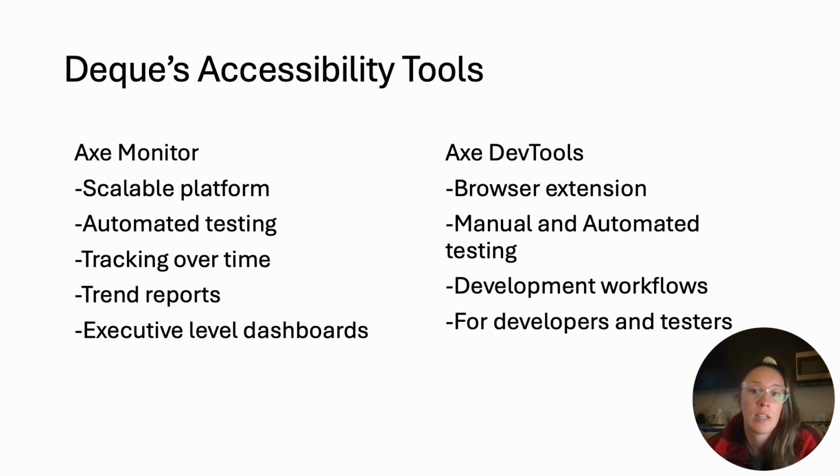So Deque has two main accessibility tools that I could use for this project. AxMonitor scans websites automatically at designated intervals, every week, month, etc. It's designed to track accessibility over time and provide executive and compliance level reporting. We had issues getting me the proper permissions in Ax Reports, which is the report side of AxMonitor, so I ended up downloading CSVs and working with those in Python rather than the dashboard. And then we have DevTools, which is a browser extension designed for developers and testers to use during the development process.